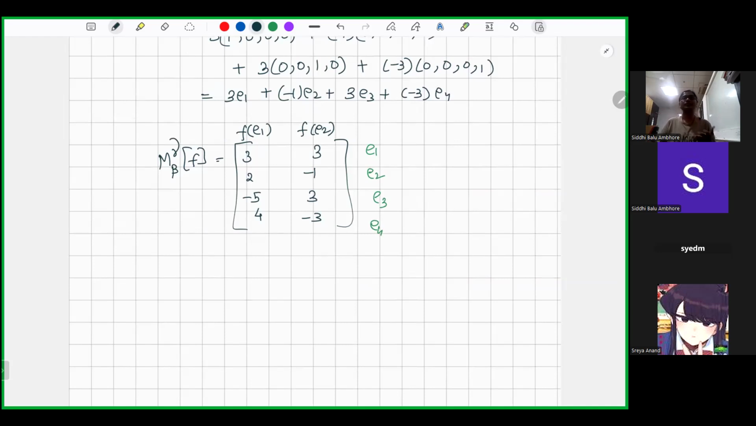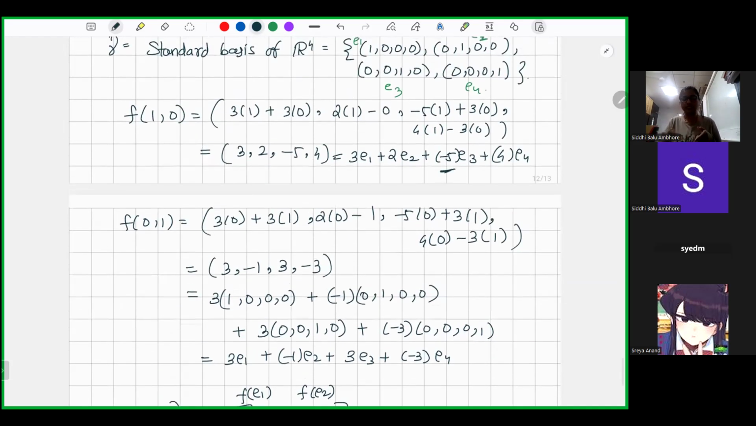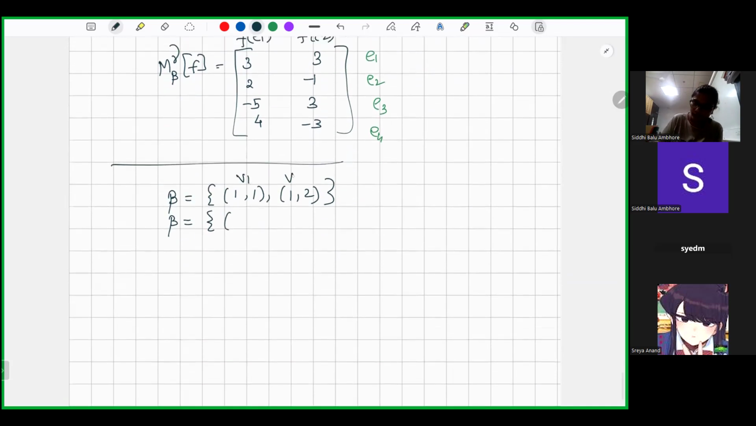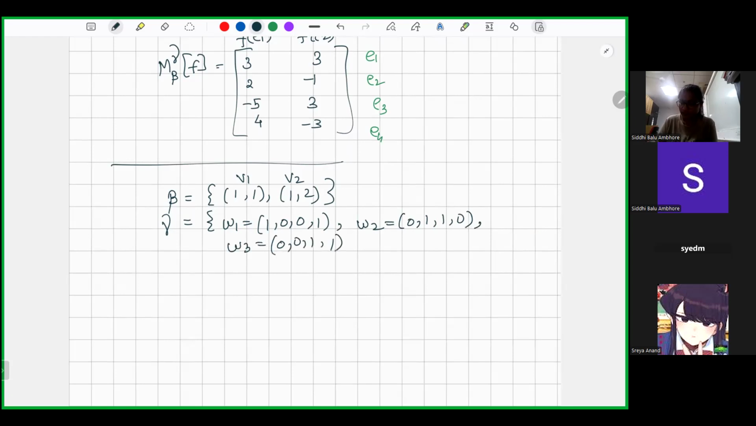Now this is my matrix with respect to these beta, gammas. So now I have to do this. Now my beta is this one, 1, 1, 1, 2. And my second one, let me call this V1, V2. And now I will call these W1, which is 1, 0, 0, 1. W2 is 0, 1, 1, 0. And I will skip a few calculations if needed to save time. And then 0, 0, 1, 0.